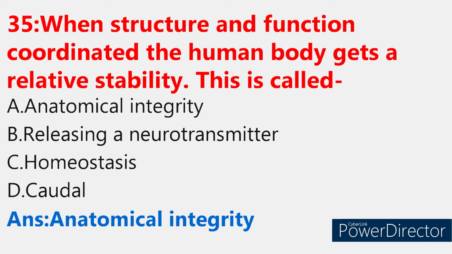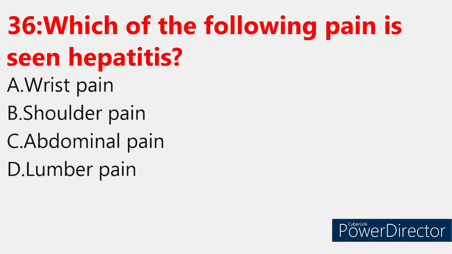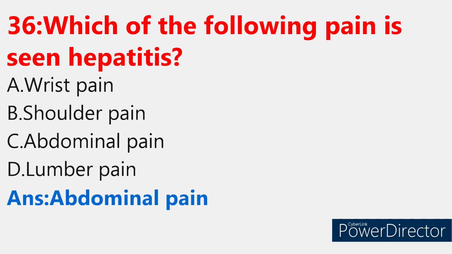Next question. Which of the following pain is seen in hepatitis? Option A, wrist pain. Option B, shoulder pain. Option C, abdominal pain. Option D, lumbar pain. And the correct answer is option C, abdominal pain.